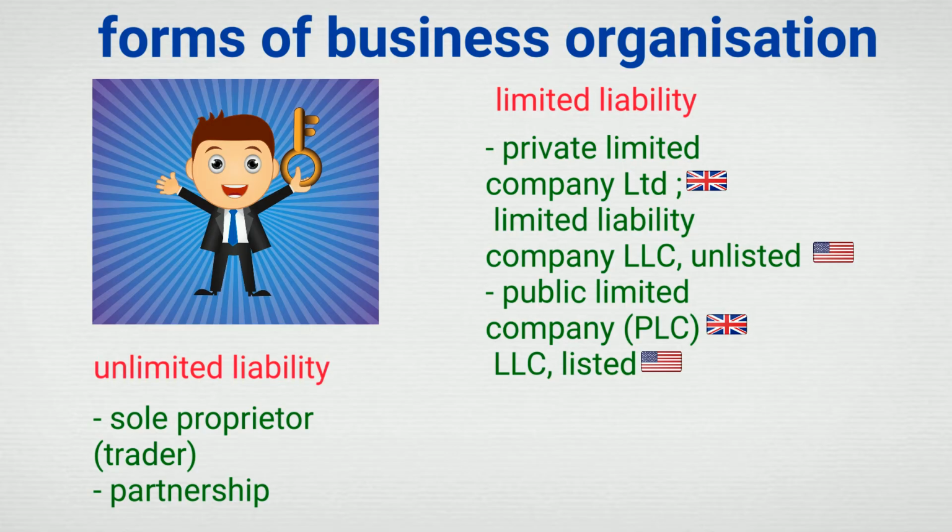The shares of these companies are not sold openly on the market, and in the USA, they are called unlisted companies. But there are also public limited companies, or PLCs as they are called in the UK, or listed limited liability companies in the USA, the shares of which are openly sold on the market.